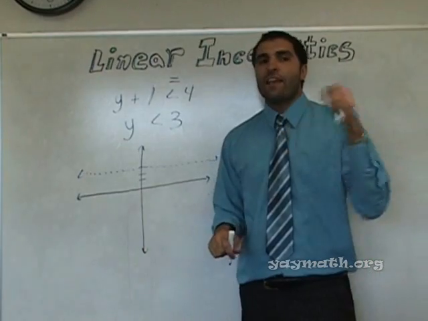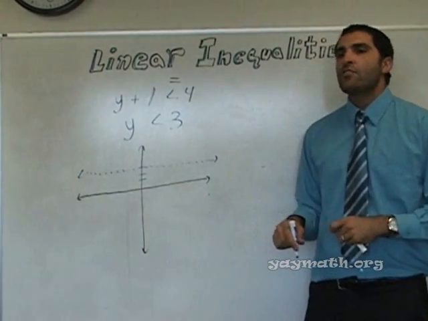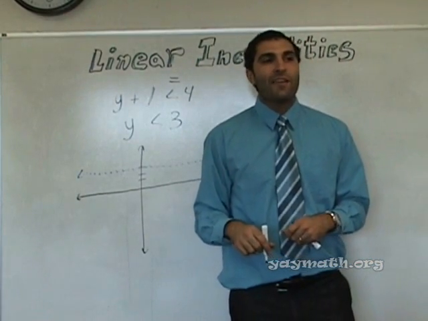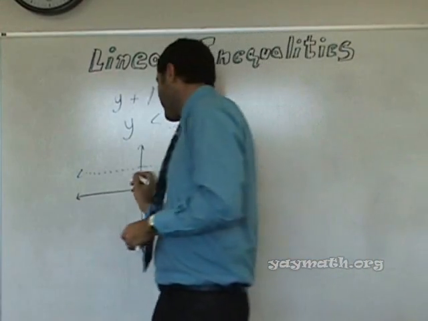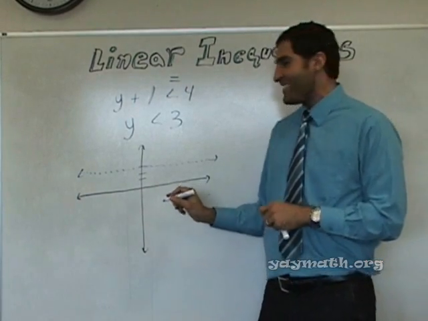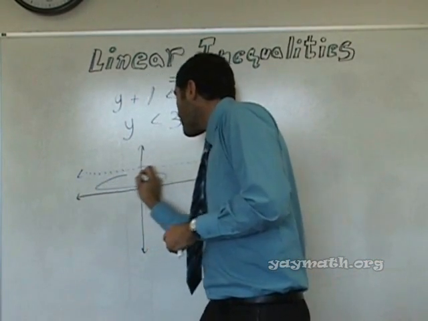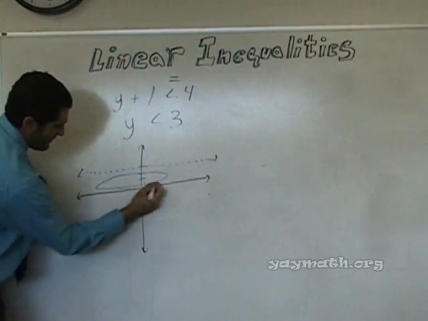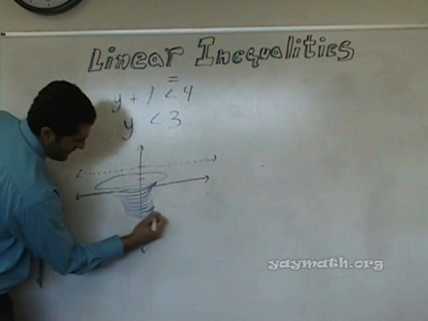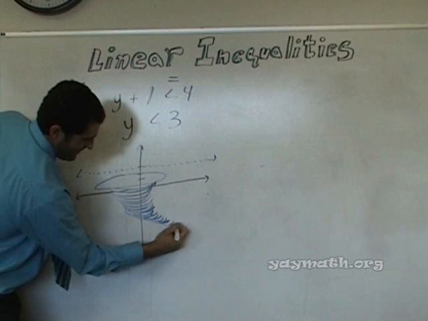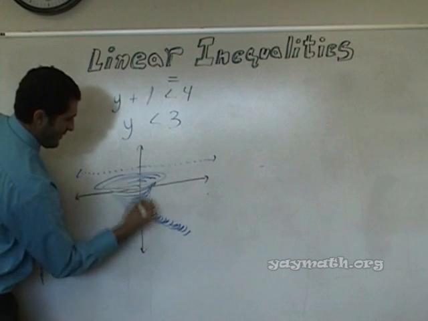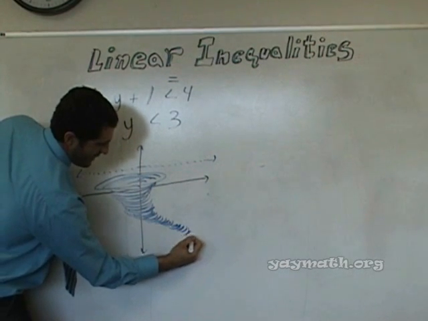And here's something fun for you guys. On all tests and quizzes and homework, creative shading is welcome. So I'm going to introduce you to the Yay Math Tornado. Naturally, we would shade down, but instead of shading, I'm going to be artistic. So we have a circle. Can I have a tornado sound effect, please? And then you could kind of trail it off here.